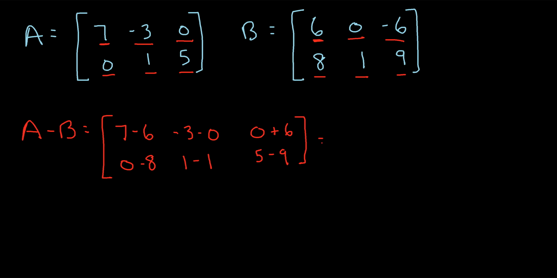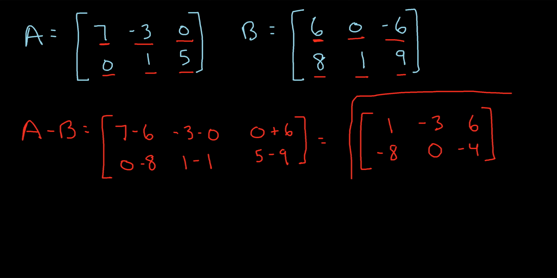So if we simplify, we get 7 minus 6 is 1, -3 minus 0 is -3, 0 plus 6 is 6, 0 minus 8 is -8, 1 minus 1 is 0, and 5 minus 9 is -4. So this is our final answer. This is what we get when we do matrix A minus matrix B.